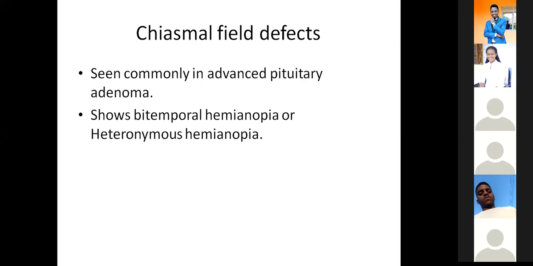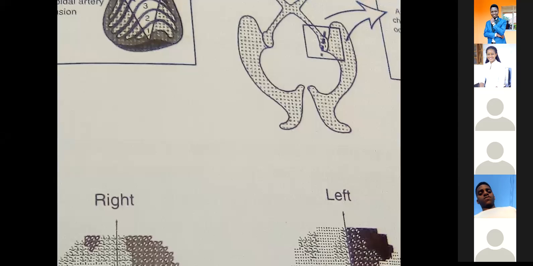Therefore, when we have advanced pituitary adenoma, we get damage of the nasal fibers from both eyes, which are crossing over at the center of the chiasma. And so, since the nasal fibers are responsible for the temporal fields of vision, you are going to have bitemporal hemianopia. That means that temporal field defects will appear in both eyes. And that will be typical of chiasmal lesion, bitemporal hemianopia, which we also call heteronymous hemianopia, because they're on opposite sides.